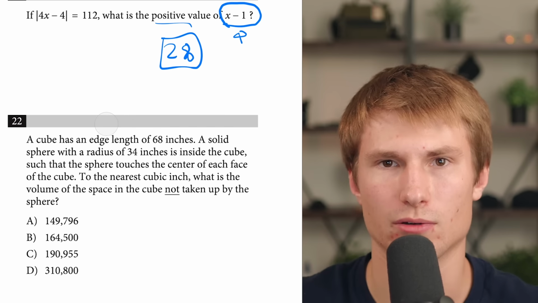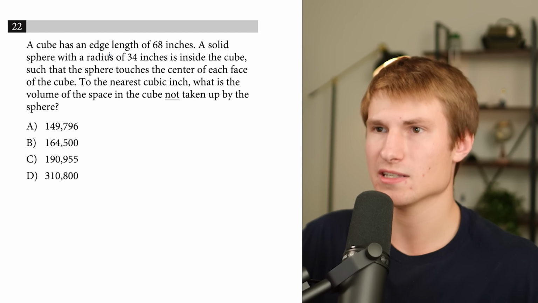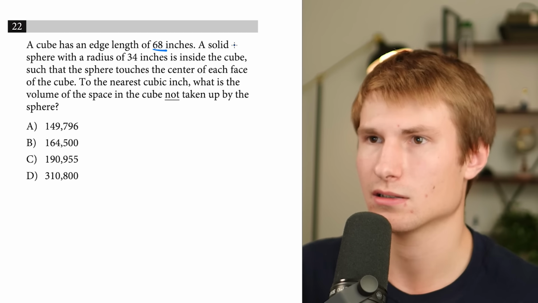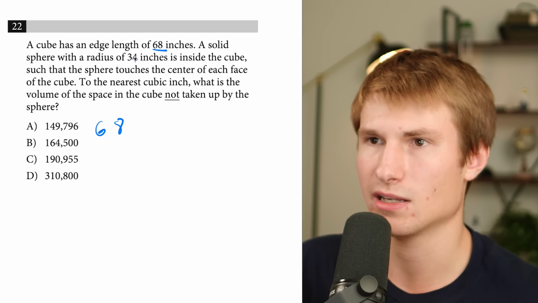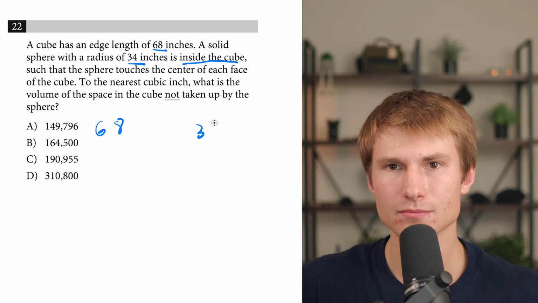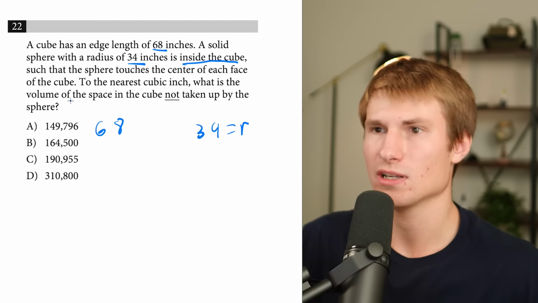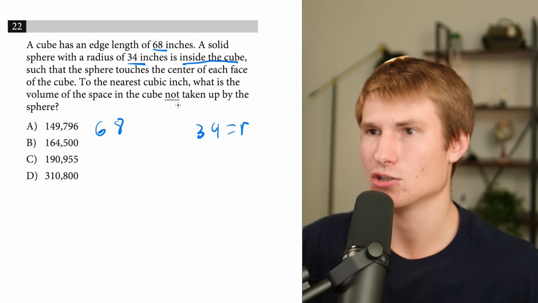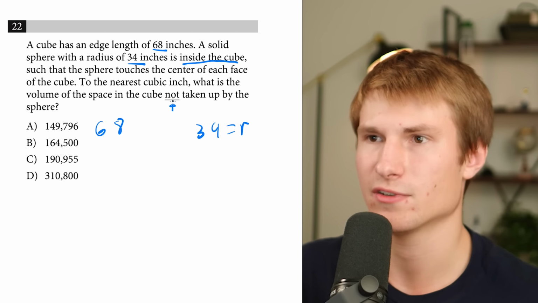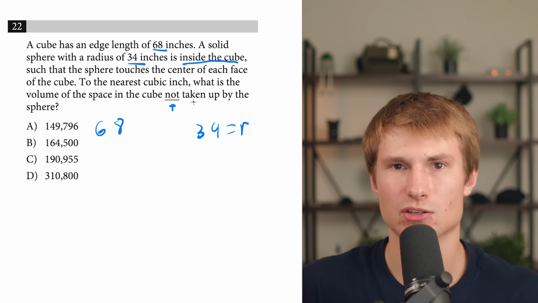But anyways, going on to number 22. We've got a cube that has an edge length of 68. A solid sphere has a radius of 34 inches, and it's inside of the cube. So 34 is equal to r. To the nearest cubic inch, what is the volume of the space in the cube not taken up by the sphere? Once again, pay attention to anything underlined on the SAT. So, the volume of the space in the cube not taken up by the sphere.